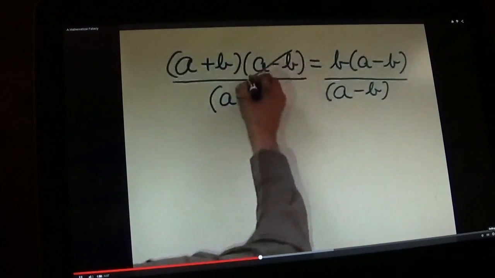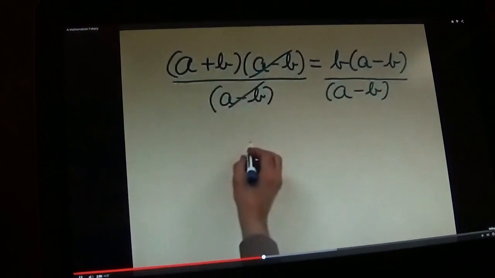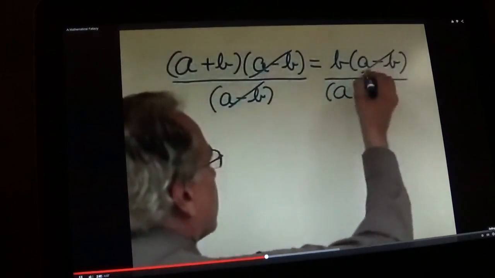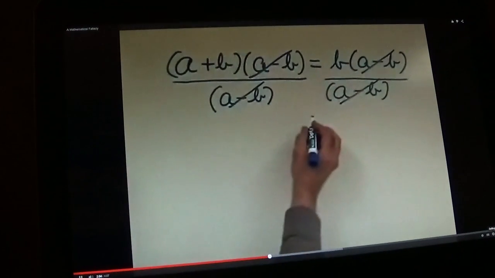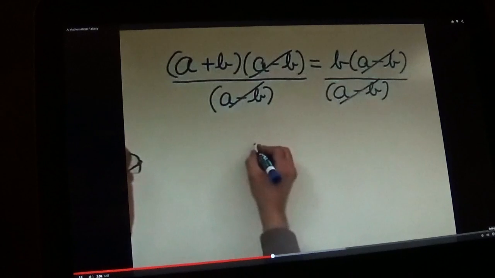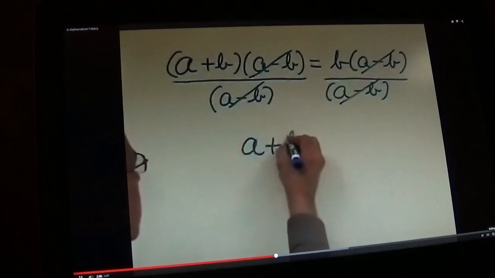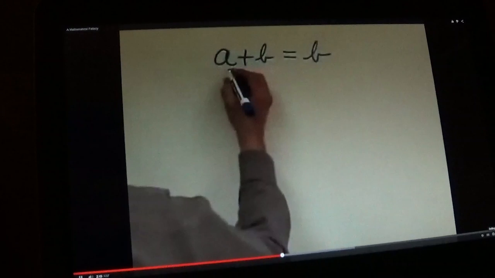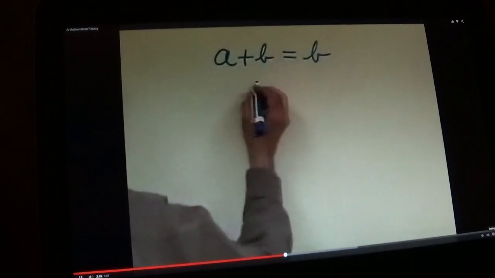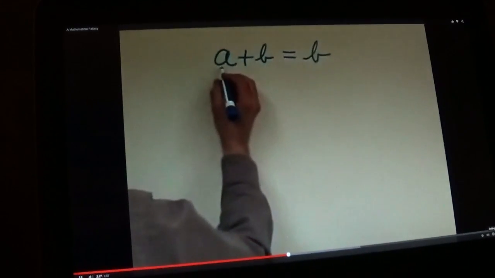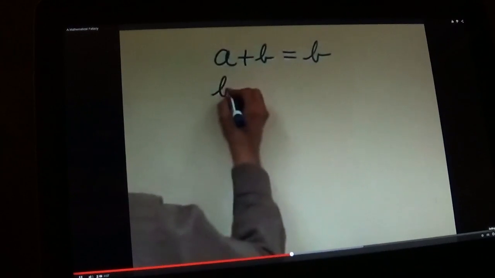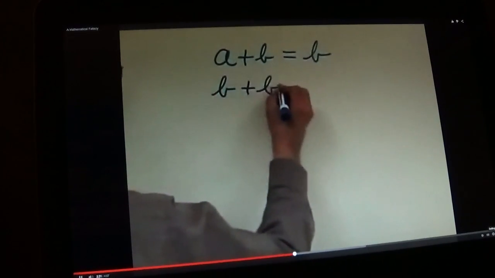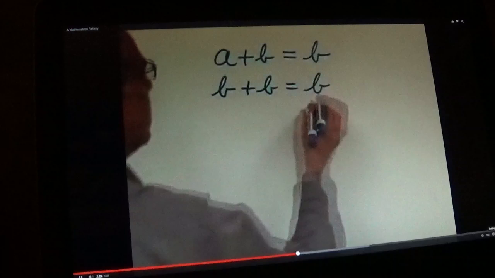This is a common factor on the left side, so these two terms go out, and similarly, those two terms on the right side go out. We're left with A plus B equals B. A plus B equals B. Since A equals B, I can make the substitution, and I get B plus B equals B.